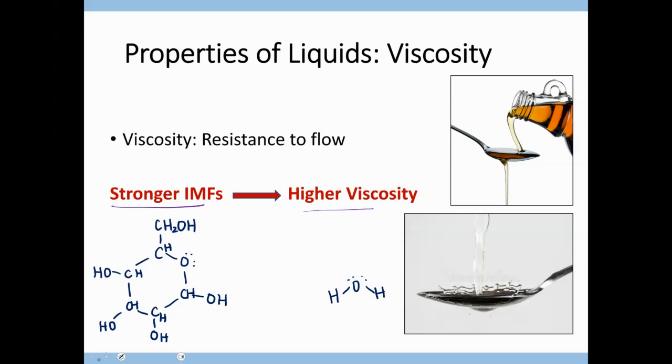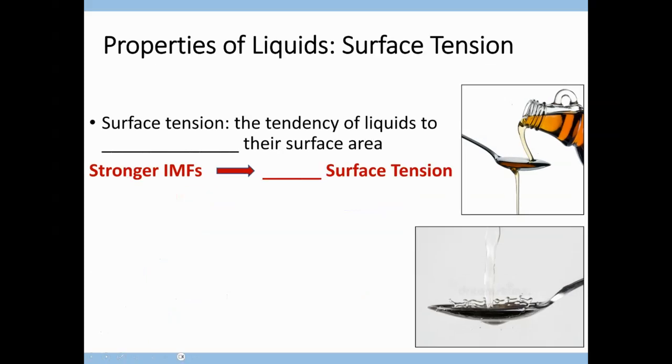Very similar to viscosity is surface tension. This is the tendency of liquids to minimize their surface area. And if a substance has stronger intermolecular forces, it has a higher surface tension.